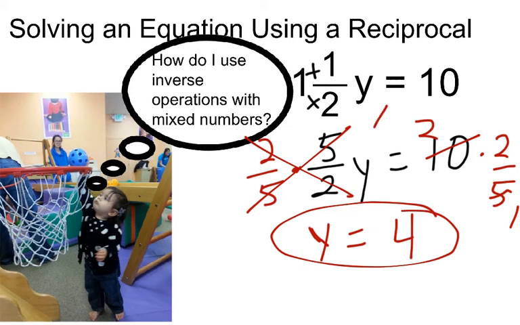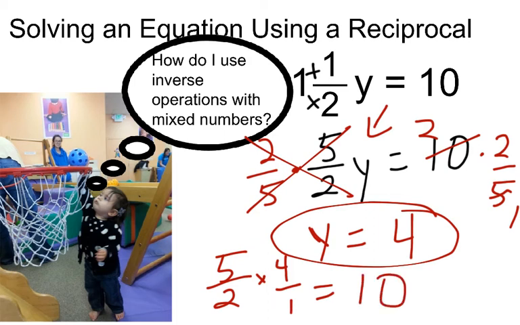Well, I'm going to check it in my original problem with my mixed number turned into an improper fraction, just because it's easier. Is 5 halves times 4 over 1 equal to 10? Well, I can see I can cross cancel. 5 times 2 is 10. 1 times 1 is 1. 10 over 1 is 10. So this problem does check out.